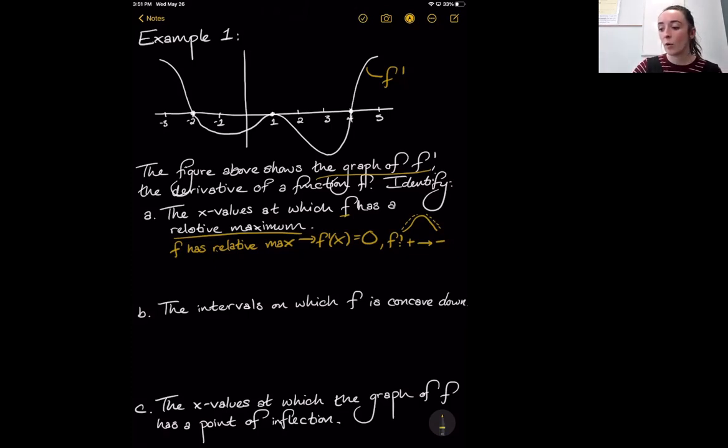Well, at x equals 4, the derivative is equal to 0, right? It passes through the x-axis. But at x equals 4, we're changing from negative to positive. So it can't be x equals 4. Let's look at another x-intercept. How about x equals 1? Well, at x equals 1, on the left-hand side, it's negative.